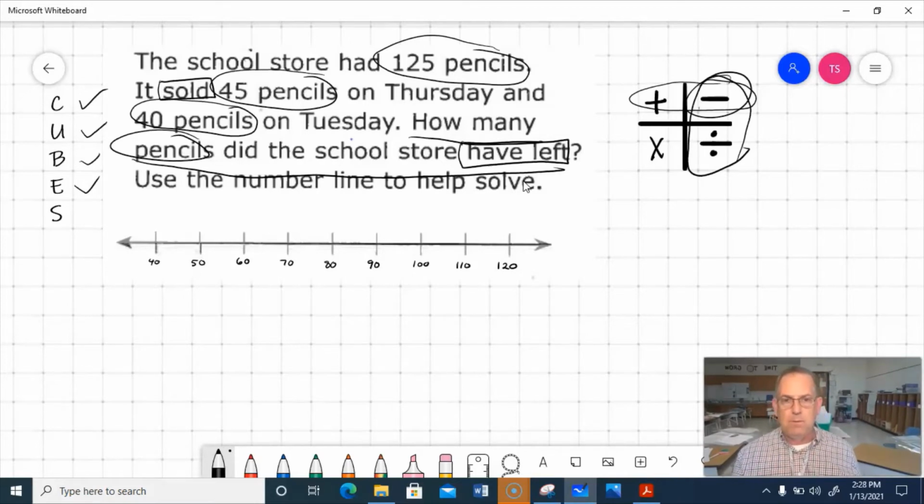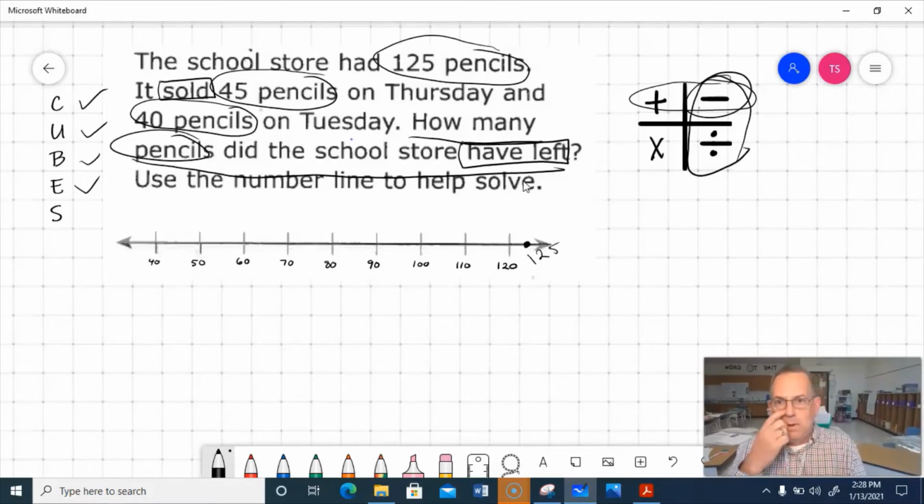And since I'm doing it on a number line, I'm going to start all the way on the left side. I'm going to put my 125 right here just past 120. So that's my starting point right there. And that's 125.